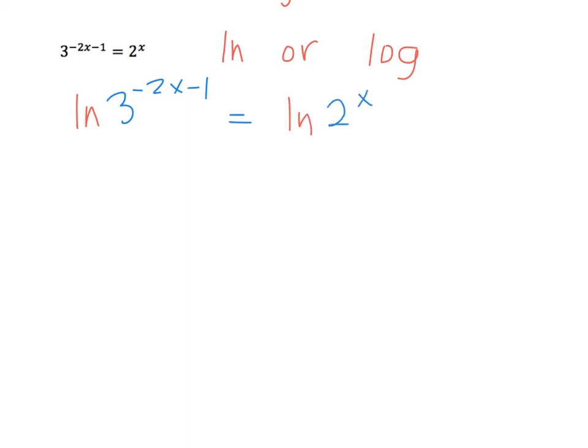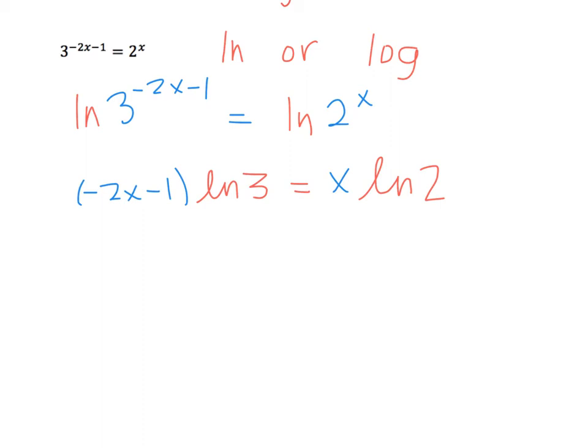Okay, so we want to use that property again where if we take the log of something that has an exponent, the exponent can come out in front. So on the left, we're going to have the quantity negative 2x minus 1, the exponent, out in front of the natural log of 3. That's going to be equal to, take the exponent of x, bring that out in front of the natural log of 2. Okay. All right, keep in mind natural log 3 and natural log 2, those are just numbers.